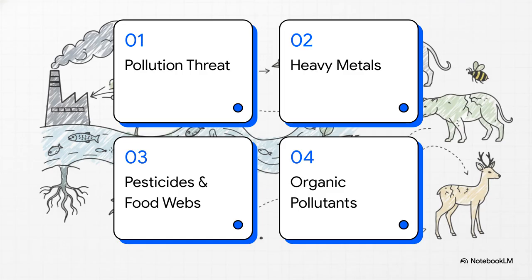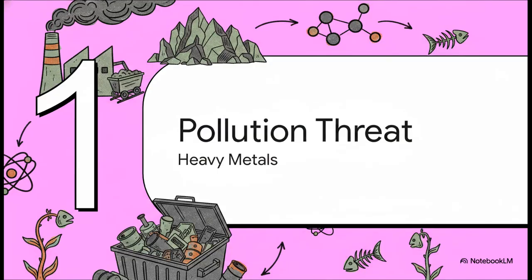Here's our quick roadmap for today. We'll be breaking down three major pollutant classes and their cascading impacts on biodiversity, starting with heavy metals, moving into agricultural pesticides, and wrapping up with organic and sensory pollutants. All right, part one, the pollution threat and heavy metals.